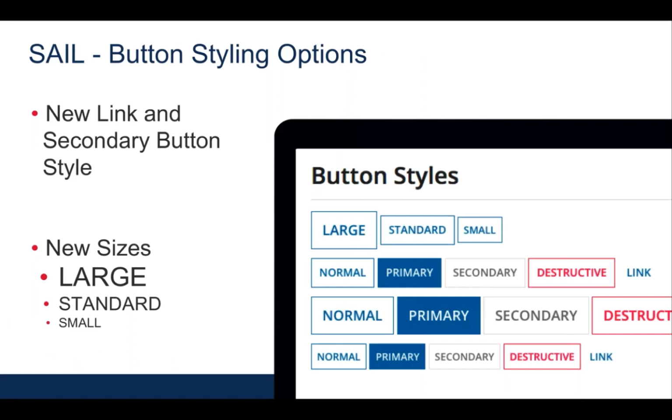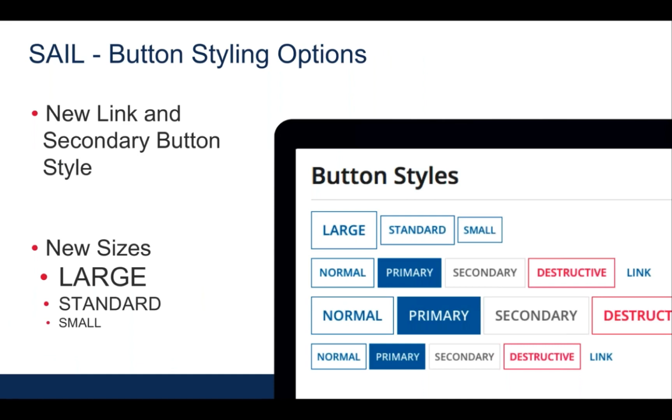So two more with Appian Sail. Next, we have new button styling options. This allows you to have two new button styles. One is a link component and a secondary button style. You can see these represented on the far right-hand side of my example.